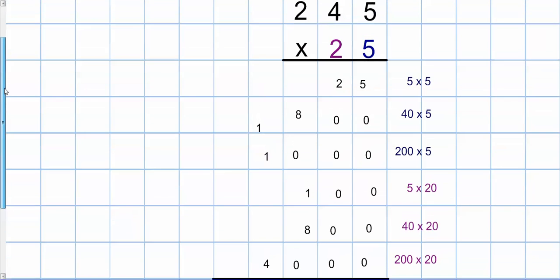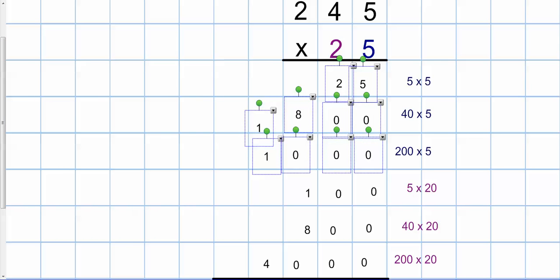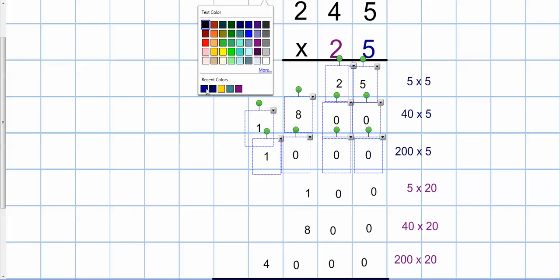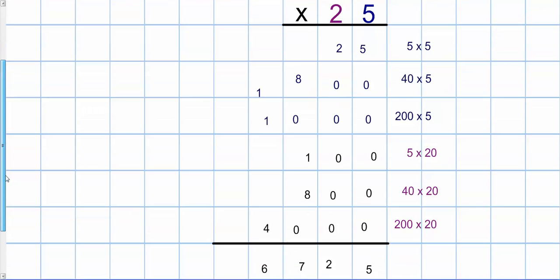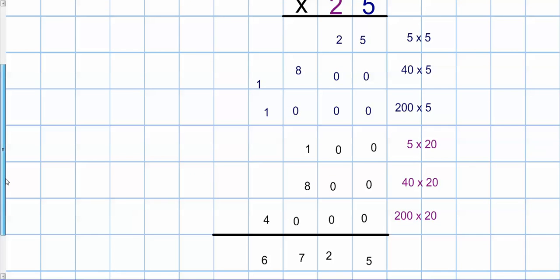So again, just to recap, right, I multiply everything. I'll make these all blue so that way you can tell. We multiply everything in expanded form. So 5 times 5, 40 times 5, and 200 times 5. Okay, because my 5's right here. The value of my 2 is 20, so 5 times 20, 40 times 20, and 200 times 20. Right? And then I add all of those together, and I get 6,725. So that is partial products.